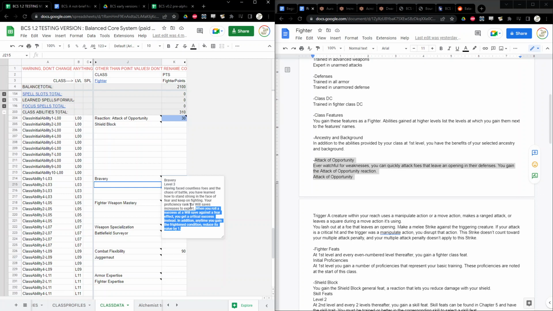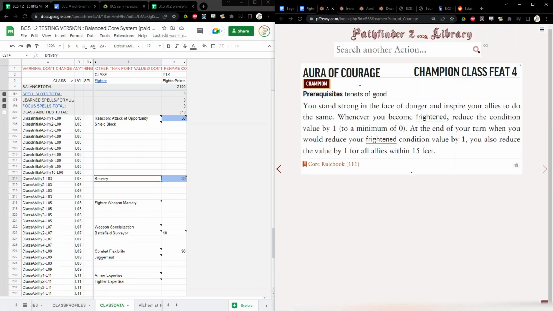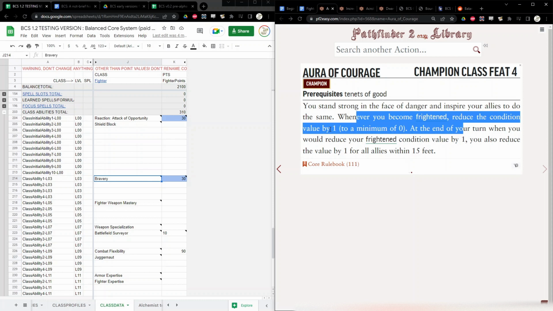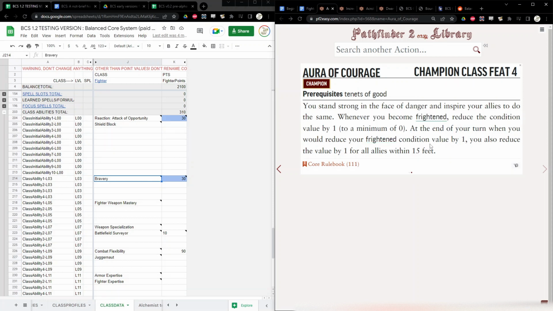So when I'm trying to find the value of a class feature, I'll go look for any feats that are similar to it. When I looked for feats similar to this effect, I found the Champion's Aura of Courage, class feat 4. When you become frightened, you reduce the condition value by 1. And it has some other stuff.